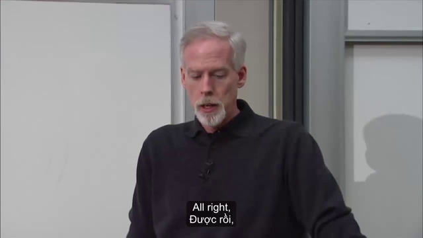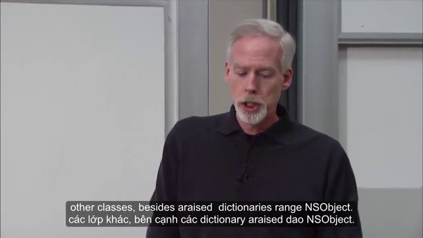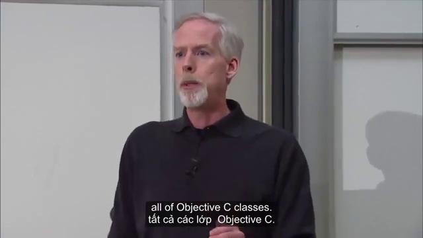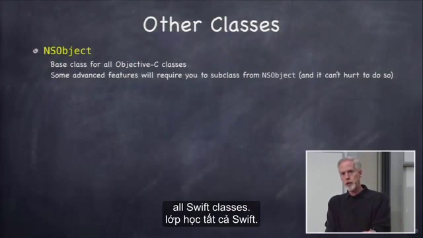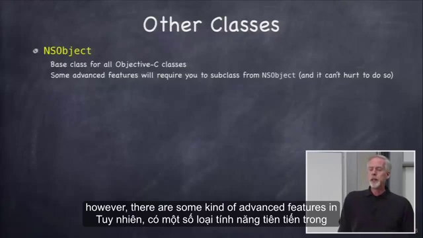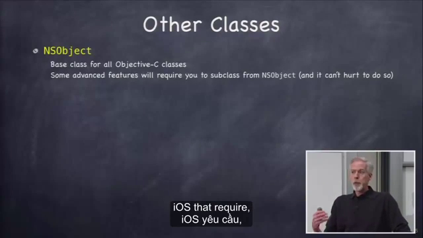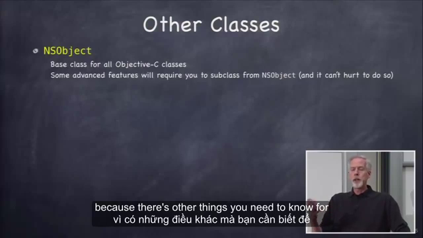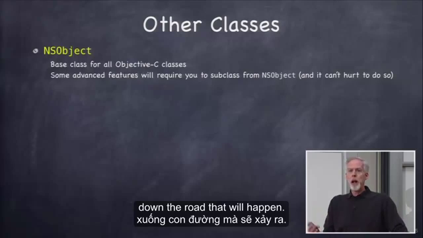All right, other classes besides Array, Dictionary, and Range. NSObject. NSObject was the base class for all Objective-C classes. In Swift, we don't really have a base class for all Swift classes. However, there are some advanced features in iOS that require even your Swift class to inherit from NSObject. I can't really talk about them because there are other things you need to know for me to even explain them to you, but down the road that will happen.